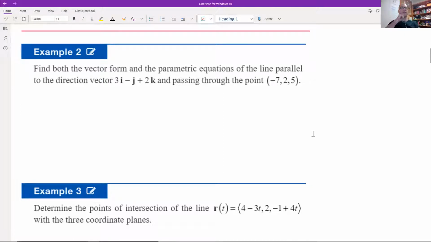Example number 2. Find both the vector form and the parametric equations of the line parallel to the direction vector 3i minus j plus 2k and passing through the point given. So again, we're just finding a line that goes through this point and is parallel to this direction vector. But again, we're coming up with a line, so we need a direction vector and we need a starting point. I'm not even going to write that down. We have them right now. The direction vector.